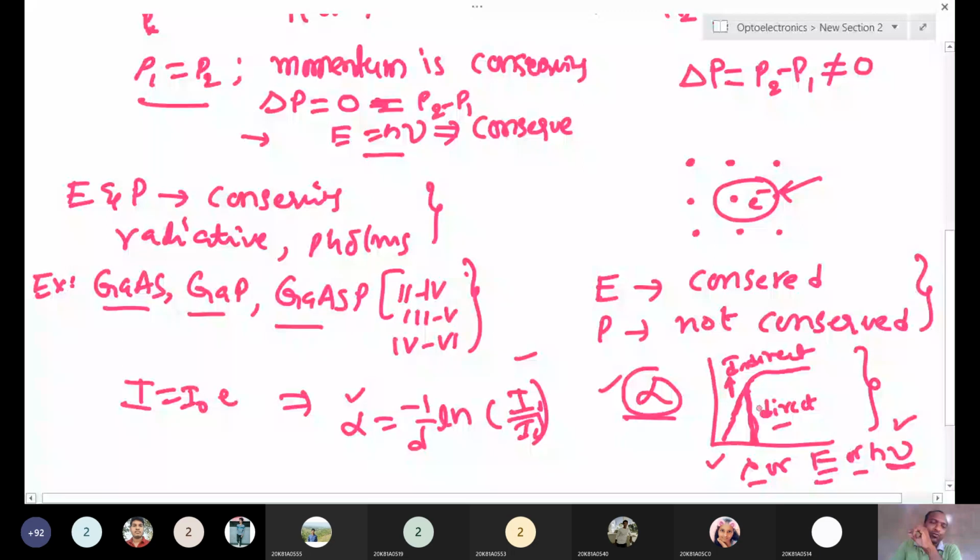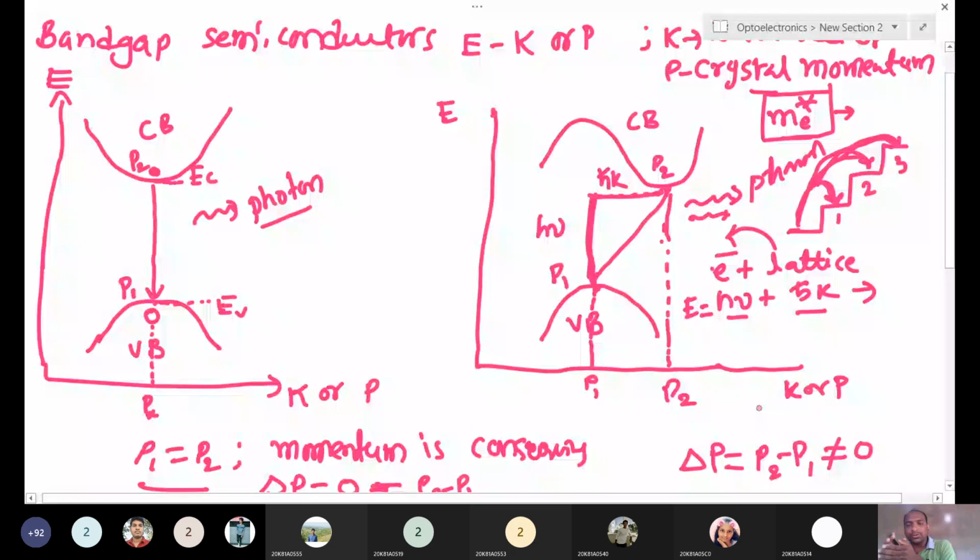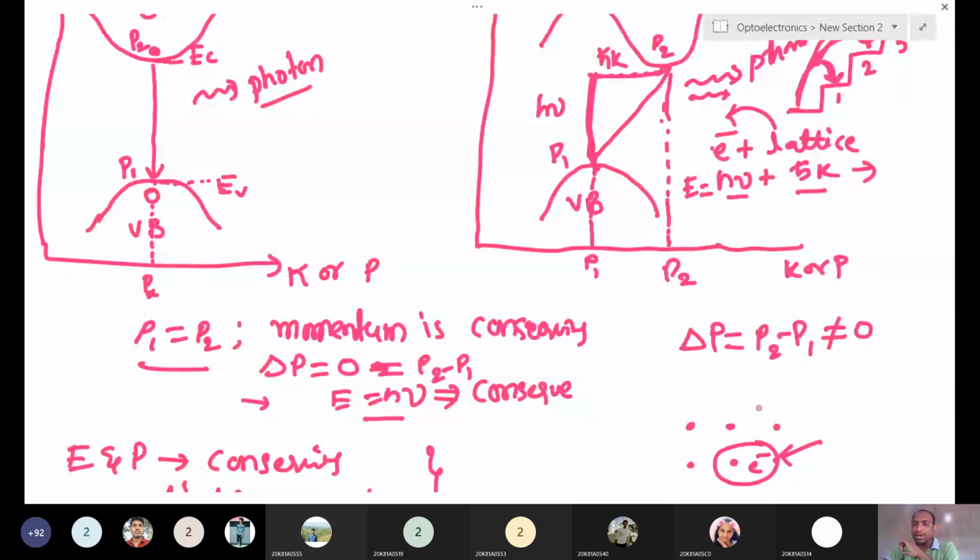In an indirect band gap semiconductor, there is involvement of the lattice. The electron cannot directly jump into the conduction band, so it takes help from the lattice. Here lattice energy is also involved. In this case, a phonon will be emitted, which is heat or a mechanical wave. Before and after the transition, the momentum of the electron is not the same. It is different, so delta P is not equal to 0. That means momentum is not conserved, only energy is conserved, and a phonon is emitted.